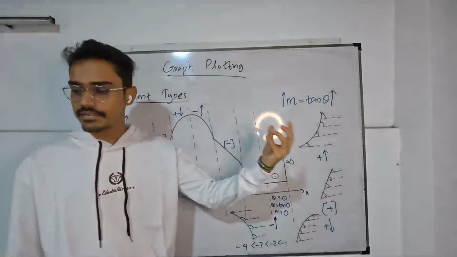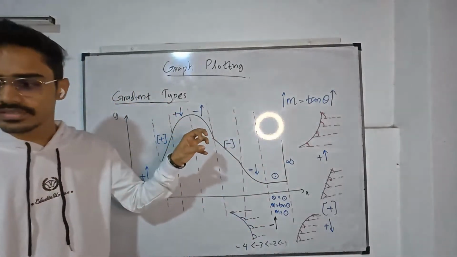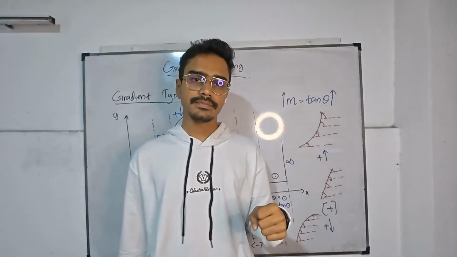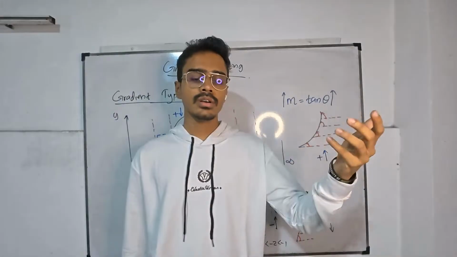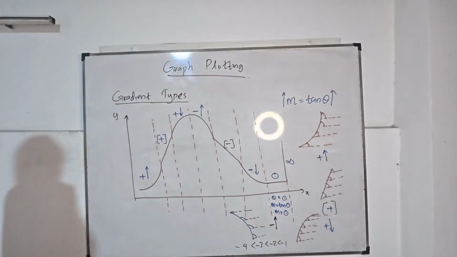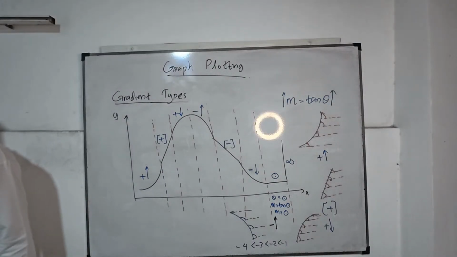The learning takeaway here is you should know these gradient types at a glance, just by looking at the shape of the curve. You should be able to say the type of the gradient. That's the learning outcome here. Take it down.